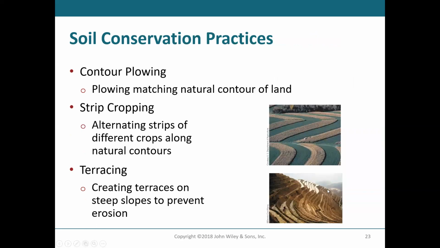Other types of conservation practices are more geological based and are contour plowing, strip cropping, and terracing. So plowing matching natural contour of land, strip cropping is alternating strips of different crops along natural contours, and terracing is creating terraces on steep slopes to prevent erosion. In that way, the topography basically stops the soil from being lost.